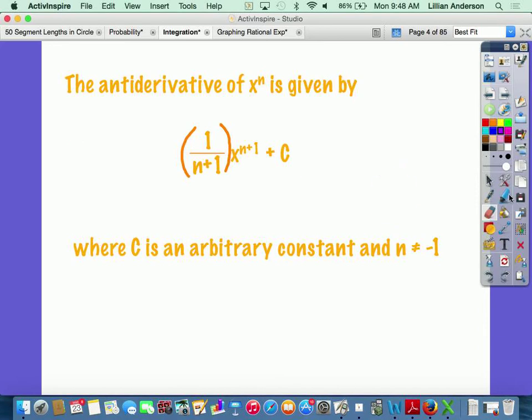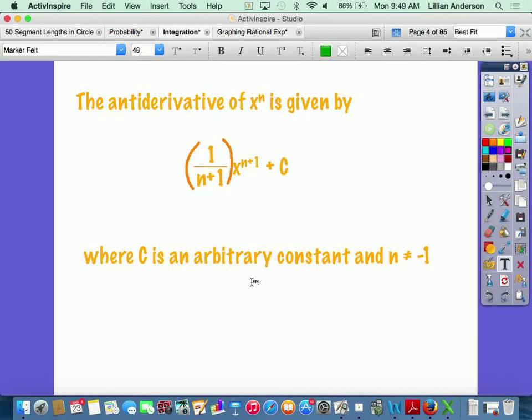So the antiderivative of x to the n is given by 1 over n plus 1 times x to the n plus 1, plus c, where c is an arbitrary constant and n does not equal negative 1. If we're given a function and want to find the antiderivative, the original function, all we do is add 1 to the exponent, so there's the plus 1 at the top, and then in the front we'll do 1 over n plus 1.